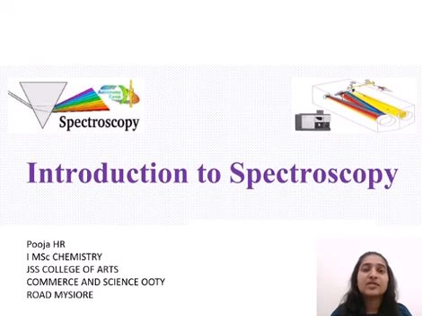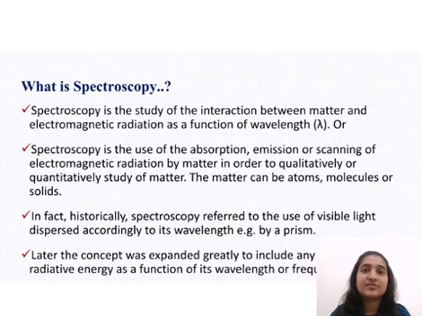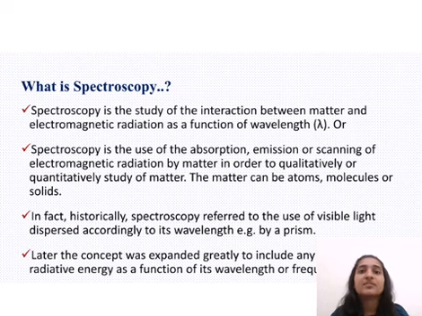Today we are going to learn about the introduction part of spectroscopy. Spectroscopy is the study of interaction between electromagnetic radiation and matter as a function of wavelength. Spectroscopy is the use of absorption, emission or scattering of electromagnetic radiation by matter in order to qualitatively or quantitatively study matter. The matter can be atoms, molecules or solids.